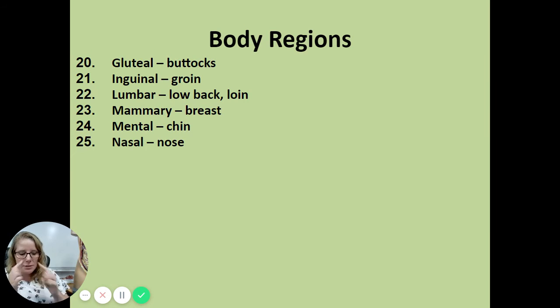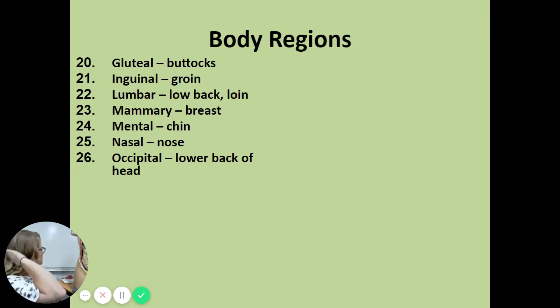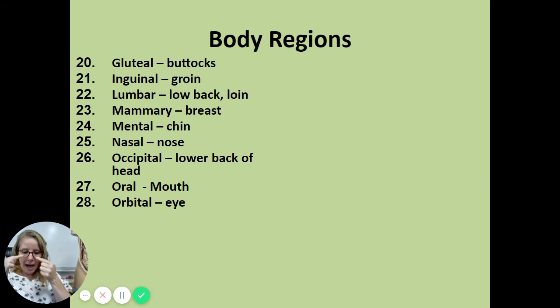Nasal refers to the nose. Occipital refers to the back of the head. So if somebody's being super stupid and you want to whack them on the back side of the head, you're whacking them in the occipital. I told you, I don't know why, but I always remember these with some violence. Oral refers to mouth. Orbital refers to eye. Otic refers to ear.